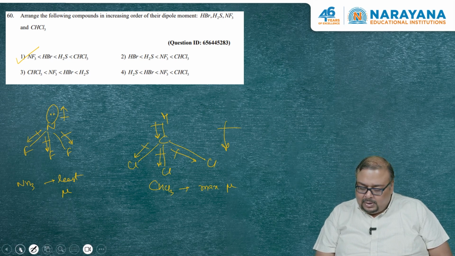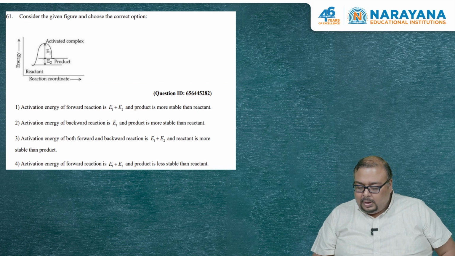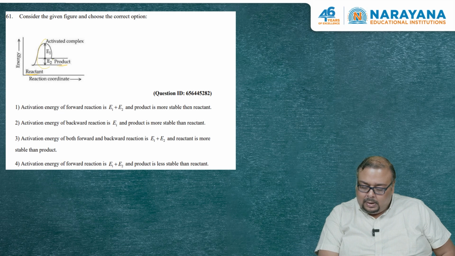Next is question number 61. An energy reaction diagram is given, where reactant is going to product through an activated complex. Now you see, for reactant to product, which is the forward reaction, the activation energy is E1 plus E2. While for the backward reaction, going like this, the energy of activation is simply E1.